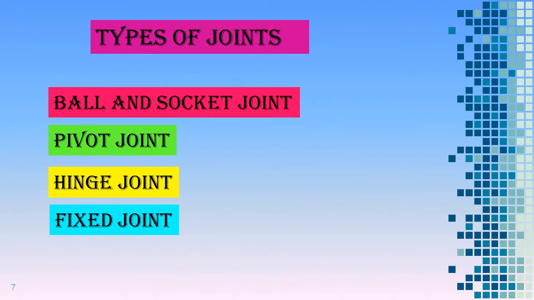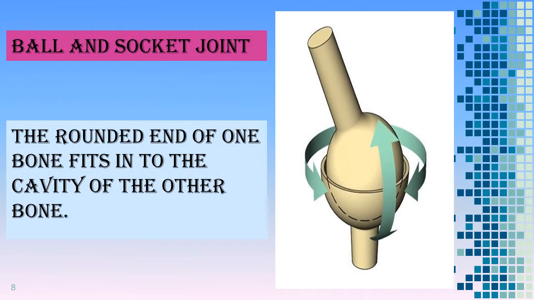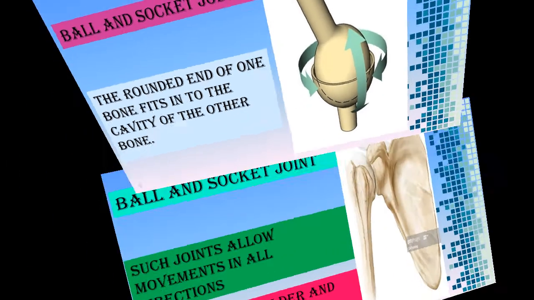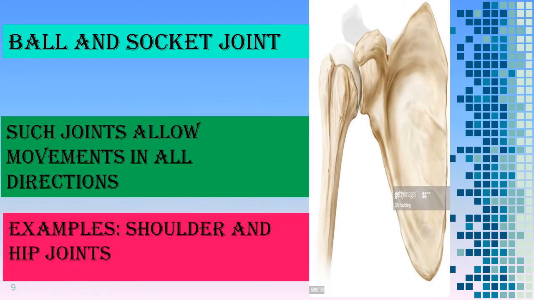There are mainly four types of joints: ball and socket joint, pivot joint, hinge joint, and fixed joint. Ball and socket joint. In this joint, the rounded end of one bone fits into the cavity of the other bone. This allows movement in all directions. We see this joint in the hip and in the shoulder.